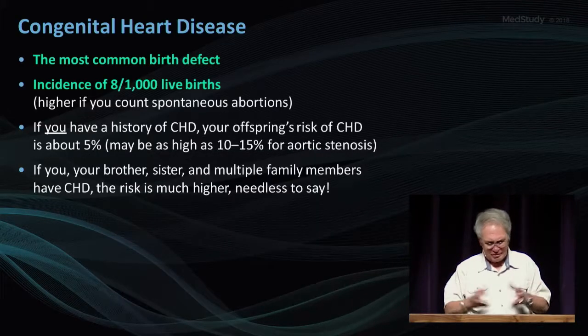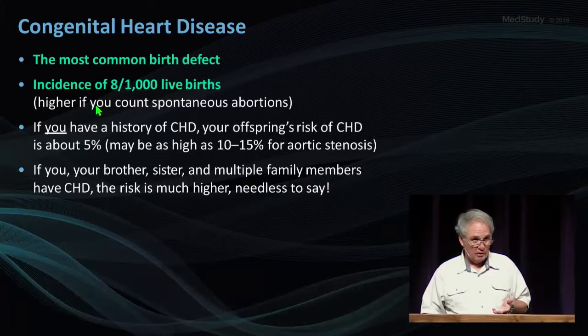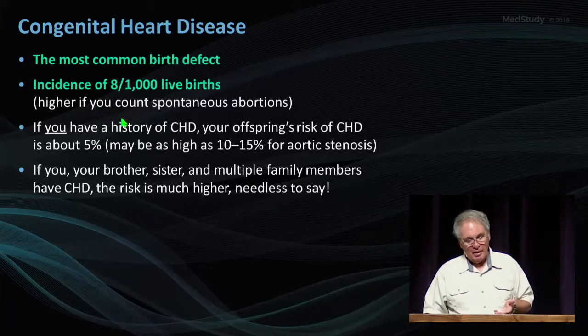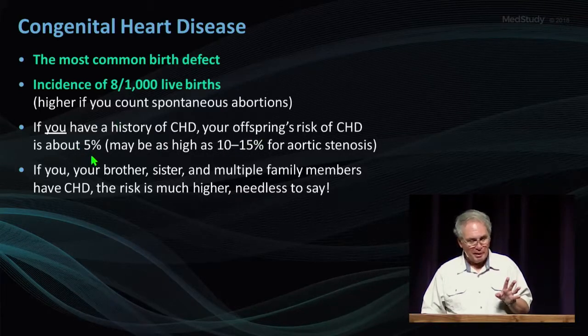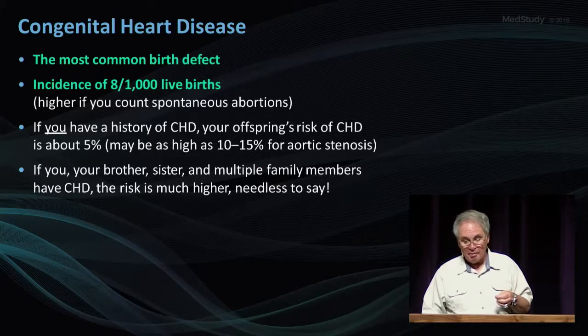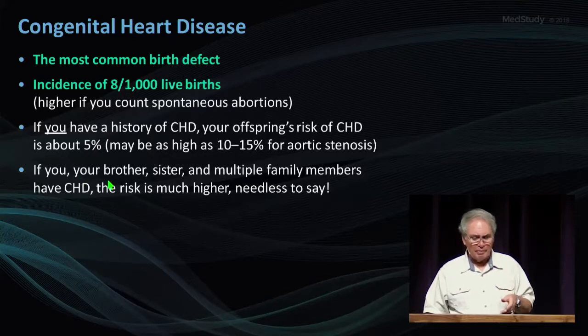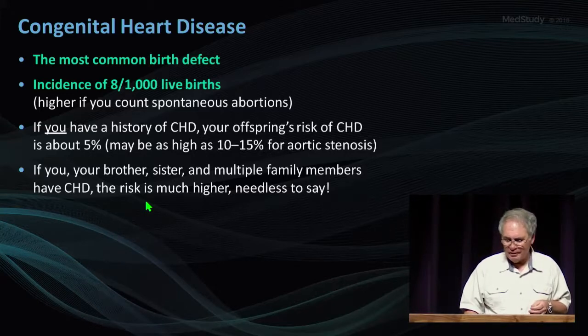Okay, first of all, what causes it? First of all, it's the most common birth defect. The incidence is about 8 in 1,000 live births, probably much more if you count spontaneous abortions. Now, if you have a history of congenital heart disease, your offspring's risk is probably about 5%. And for aortic stenosis, it may be as high as 10 or 15%. So if mom has aortic stenosis, the risk for the baby is probably in the range of 10 to 15%. And obviously, if your brother or sister has congenital heart disease, you're in a different league, needless to say.